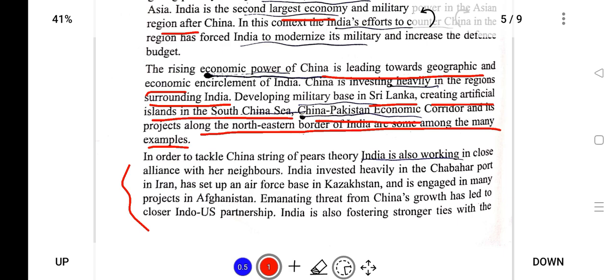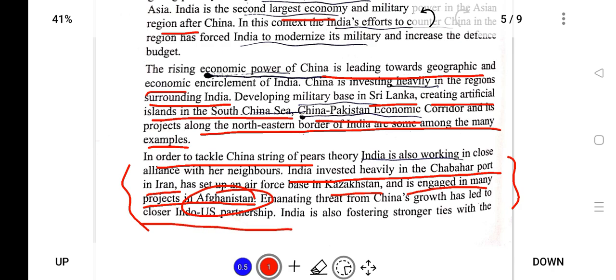So, what is India's objective to tackle China's influence? In order to tackle China's string of pearls approach, India is working in close alliance with its neighbors. India has invested heavily in the Chabahar port in Iran, set up air forces in Kazakhstan, and engaged in many projects in Afghanistan. However, the political situation in Afghanistan has changed, and the deep threat emanating from China's growth has led to a closer Indo-US partnership.